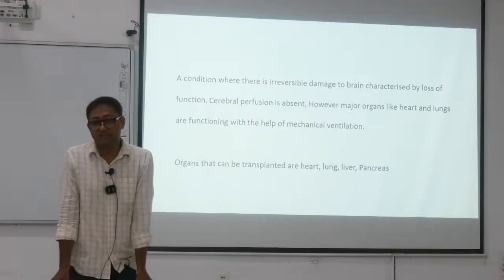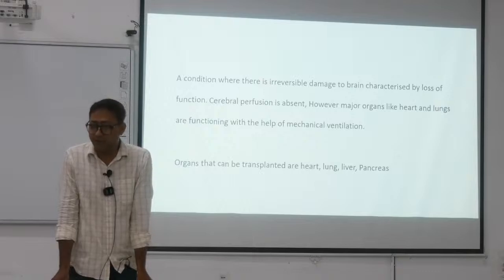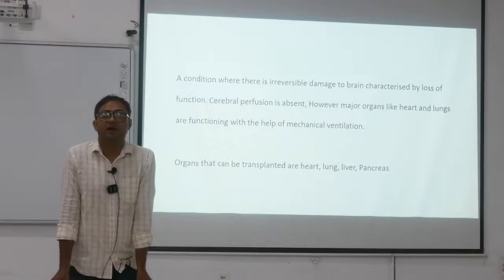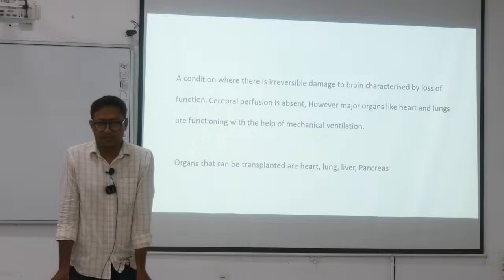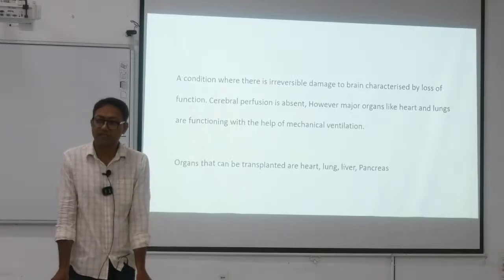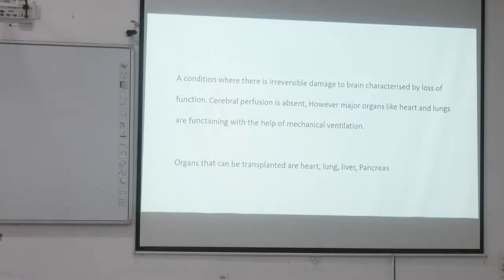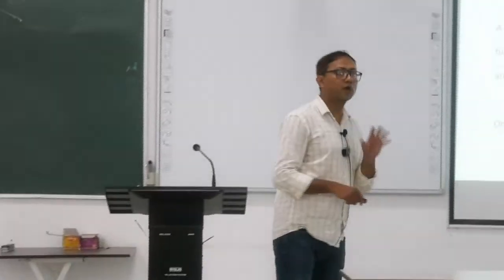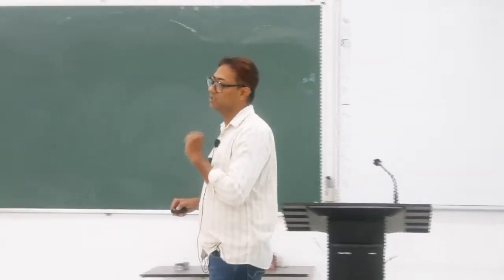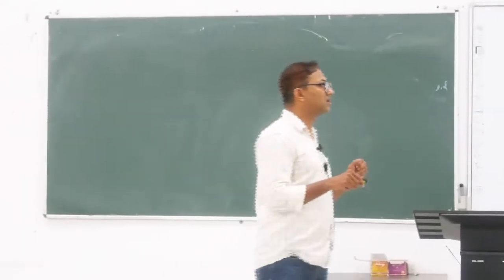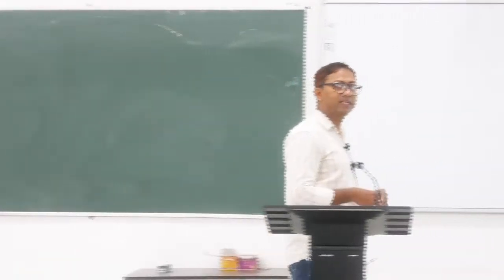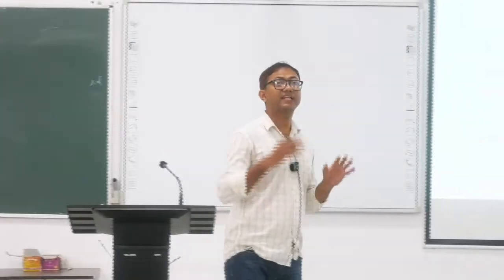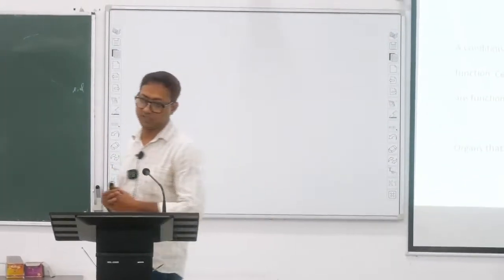But still the patient is viable, other organs are viable because artificially the patient is ventilated and respiration is going on, right? So it is called brain death. And from a brain dead patient, organs can be harvested. So what are those organs? Heart, lung, liver, pancreas, right? These organs can be harvested and can be transplanted to another patient.